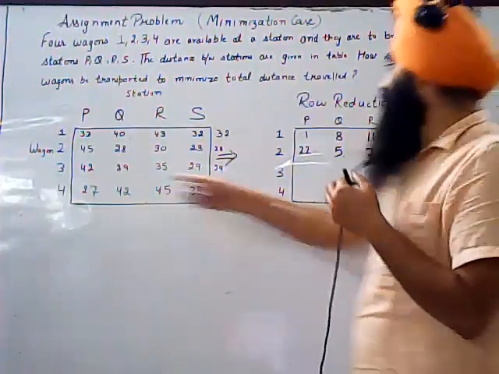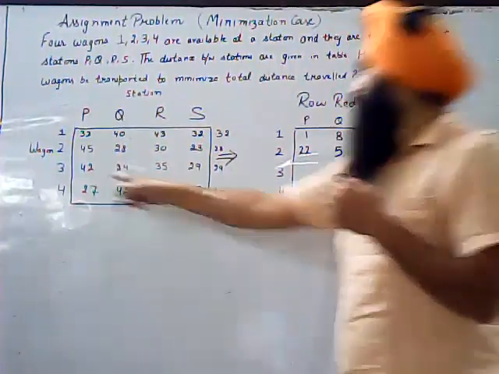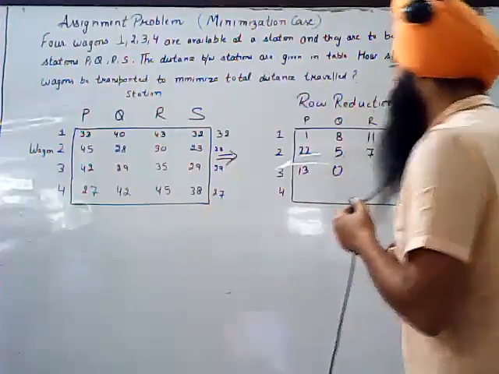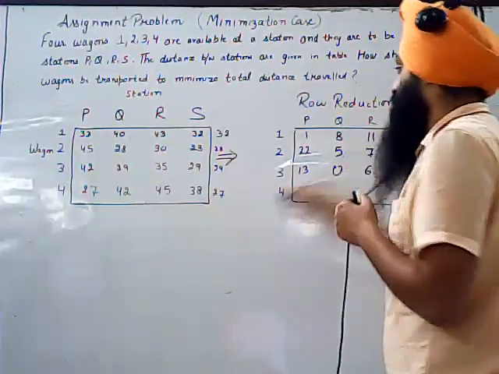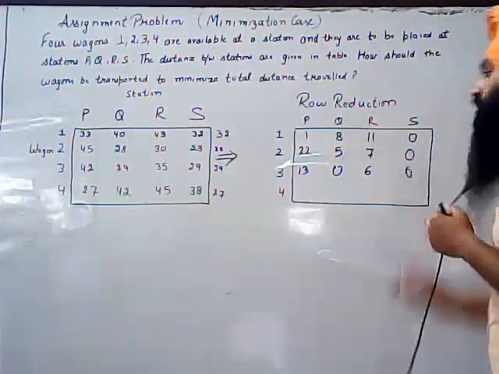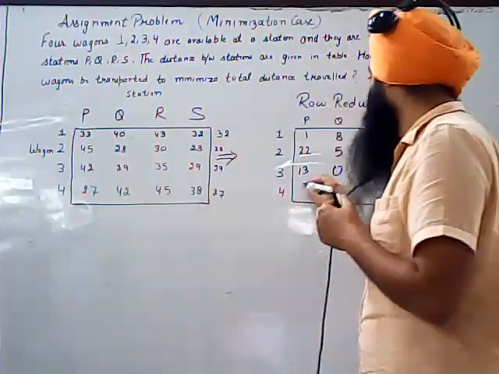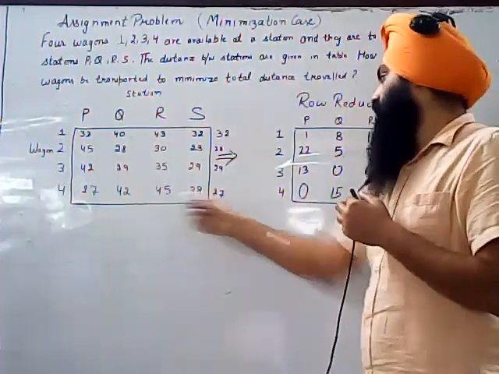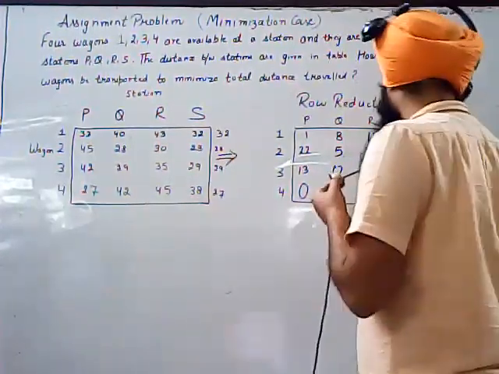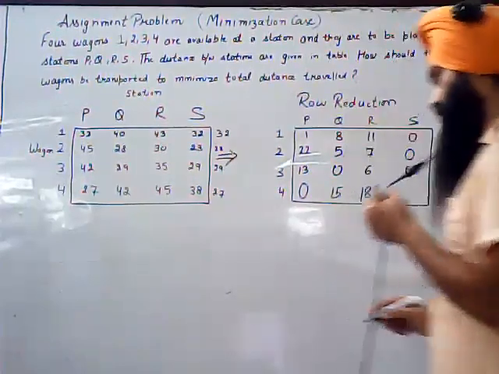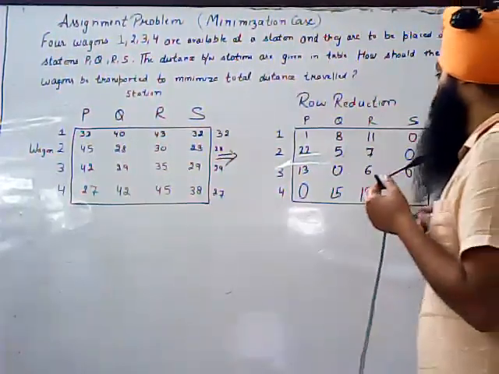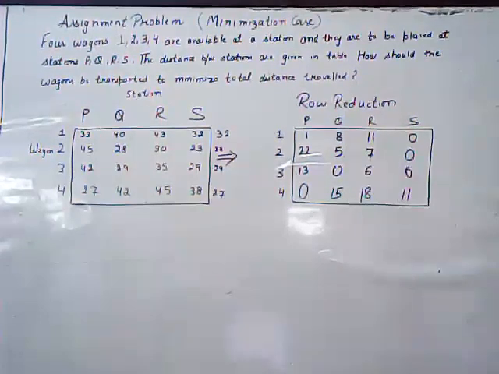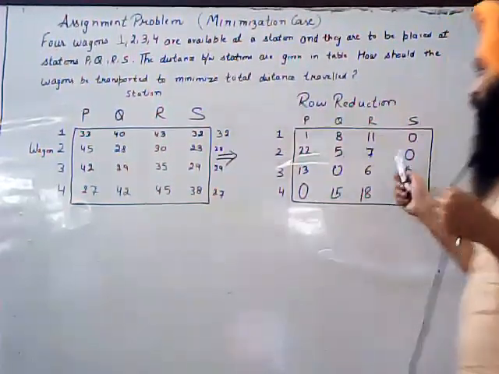Then 42, the minimum element in the third row is 29. 42 minus 29, 13. 29 minus 29, 0. 35 minus 29, 6. And 29 minus 29 will be 0. Then 27 minus 27, 0. 42 minus 27, 15. 45 minus 27, 18. Then 38 minus 27, 11. So this is row reduction. So the first step in the assignment problem is row reduction.